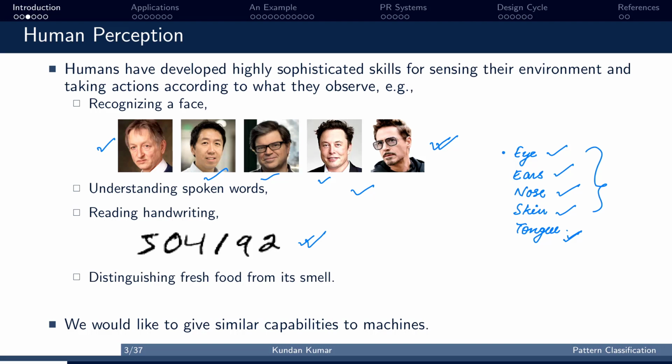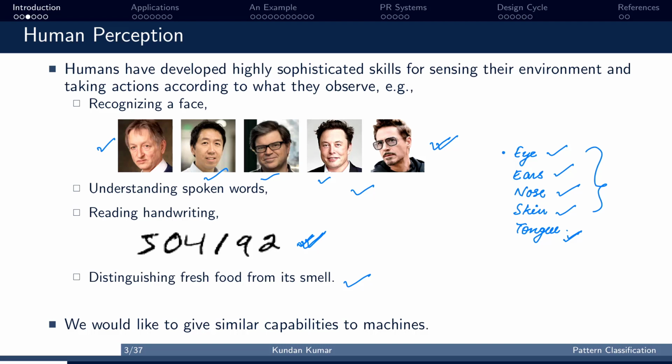Also, humans can understand the spoken words that we speak and are able to read very complex handwritten texts. Humans can also distinguish the aroma of a rose from the aroma of an onion, because their smells are totally different, and our sensory organ distinguishes between these aromas. So we humans do these tasks without any difficulty and in a fraction of a second.